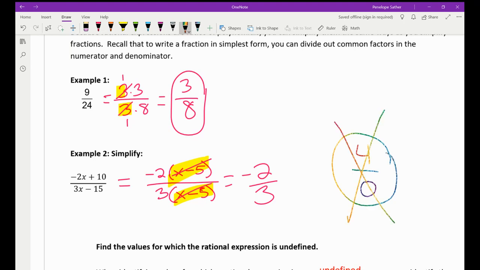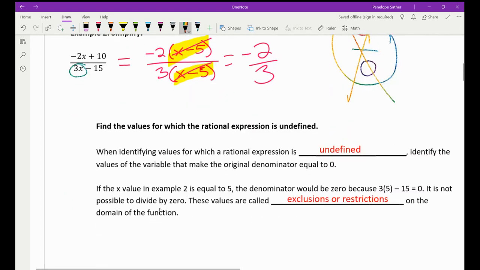And that's because functions are actually undefined if you divide by 0. So over here, we want to make sure that this little piece doesn't get the wrong number to make that entire denominator turn into a 0. So when a rational expression is undefined, that means that the denominator is going to be equal to 0.